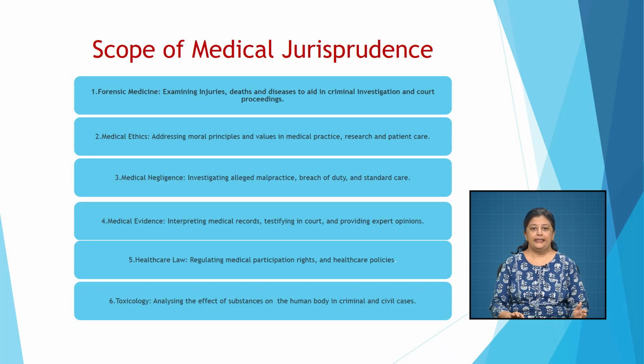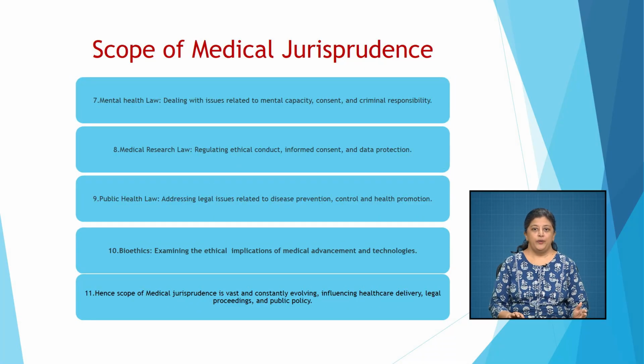Fifth is healthcare law, regulating medical practitioners, rights and healthcare policies. Sixth is toxicology, analyzing the effect of substances on the human body in criminal and civil cases. Seventh scope of medical jurisprudence is mental health law, dealing with issues related to mental capacity, consent and criminal responsibility. Eighth is medical research law, regulating ethical conduct, informed consent and data protection.